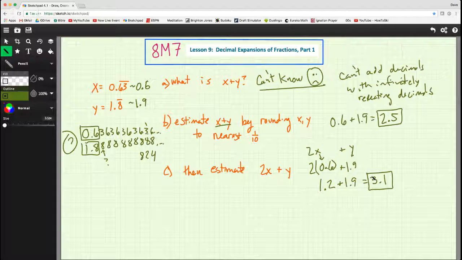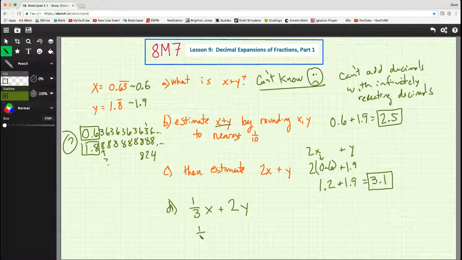So that's how we do these kinds of exercises. We round, and then we estimate. And I think, let's just do another one, because I know that you may be asking this question. Let's try 1/3 x plus 2y. Make it a little bit trickier.